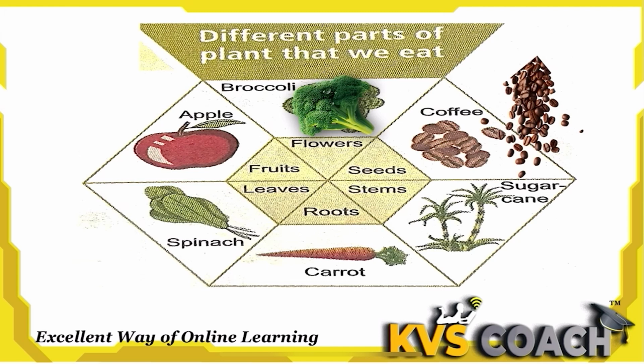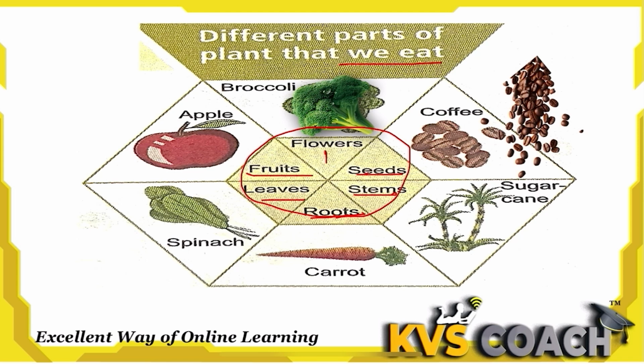Different parts of a plant that we eat. So this is a flower. Do you know now? We have plant parts. Plant parts are flowers, seeds, stem, root, leaves, fruits. These are the parts of plants. And do you know that we eat each of these parts from different plants?